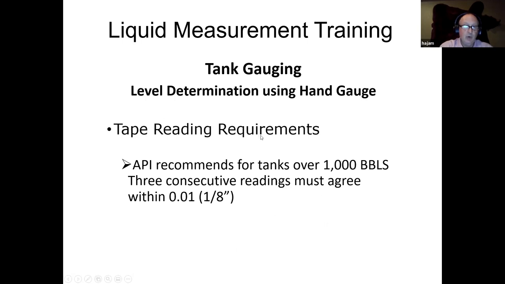Any tape reading requirement in API requires that for tanks over 1,000 barrels, which is what we're dealing with here, you take three consecutive readings that must agree within 0.01 feet, an eighth of an inch, or one tenth of an inch. You want to take those gauge readings three times, especially on a ship, because you're going to average those three gauge readings together.